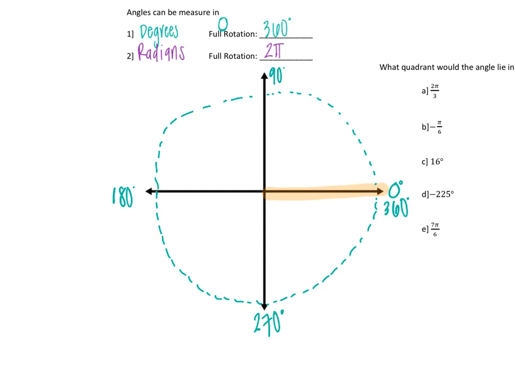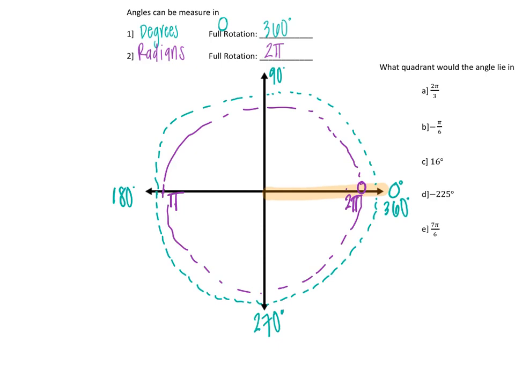If we are dealing with radians, this would be 0 radians. If we went all the way around, I'm going to try to make a better circle here, but it might not work. All the way around, a full rotation is also 2 pi radians. So if this is 2 pi radians, if you went halfway around the circle to where 180 degrees is, think about what 2 pi split in half is. Well, 2 divided by 2 will give us 1 pi. So we just call that location pi radians.